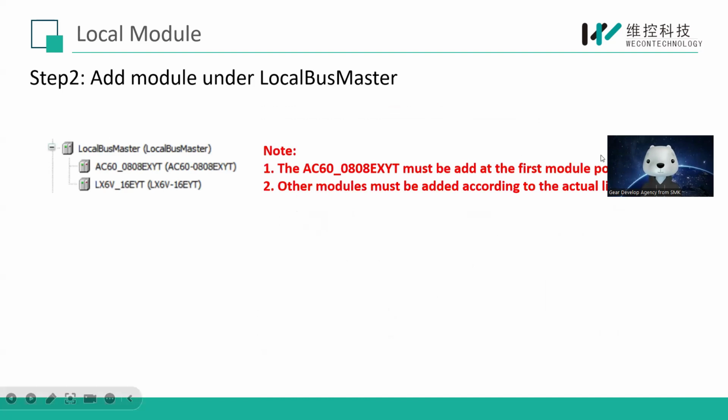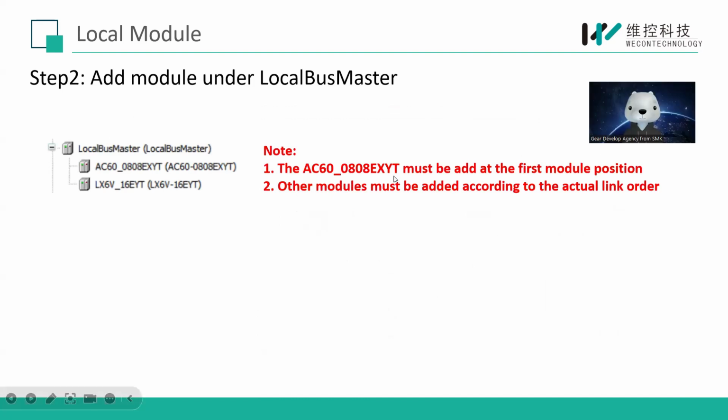So here are two points we need to notice. When we add the local bus modules, we need to add this AC60 0808 EXYT module first. This module is the local I/O of our PLC. So this one should be added in the first module position. And for other modules, we need to add them one by one according to the actual link order.